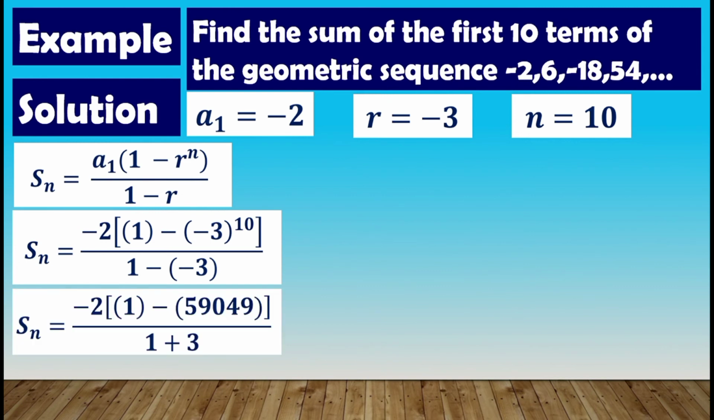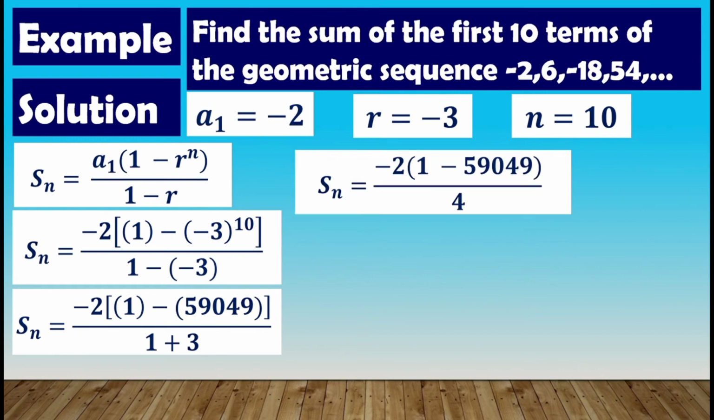S sub n is equal to -2 times the quantity 1 minus 59,049, which is the result when we raise -3 to the 10th power, all over 1 plus 3. S sub n is equal to -2 times the quantity 1 minus 59,049 all over 4.